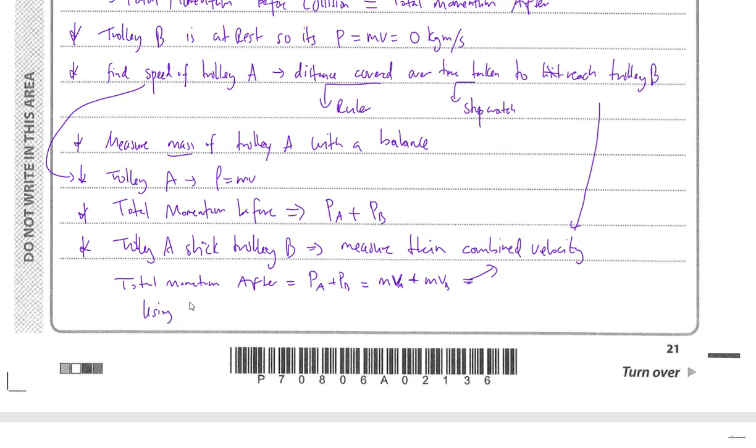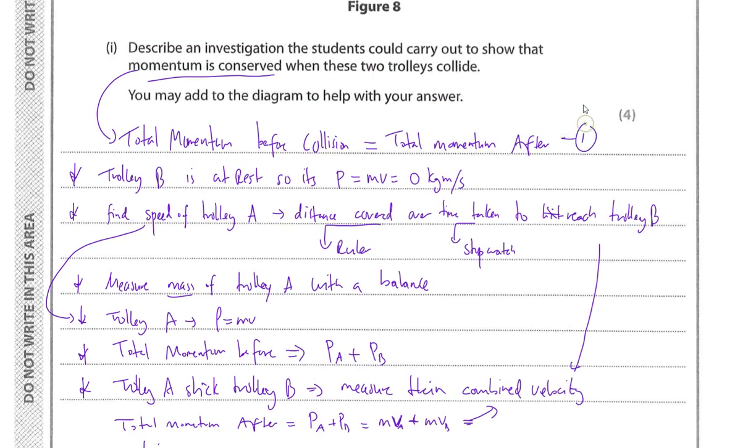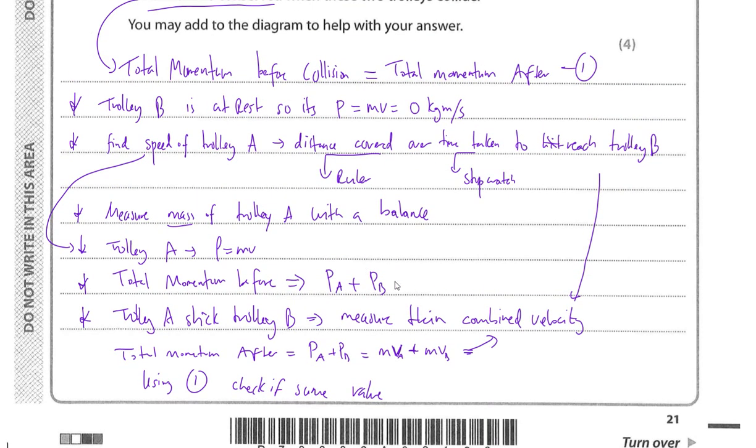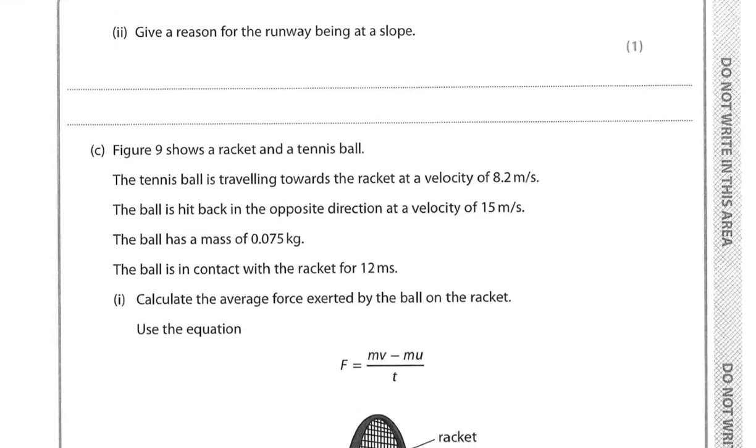I'll call this equation number 1. Using number 1, check if the momentum before and the momentum after have the same value. Of course, it's a 4-mark question, so we'll leave it there. You can talk about repeating and taking an average and so on, but there are only 4 marks, so we leave it there.